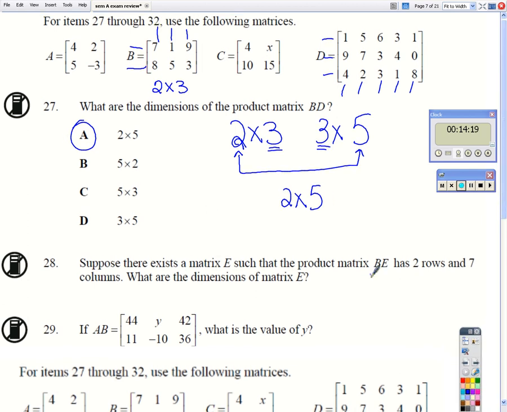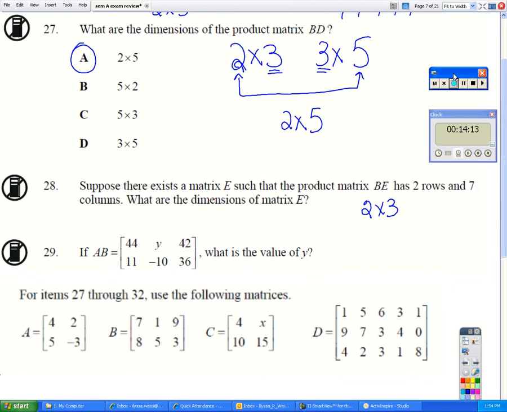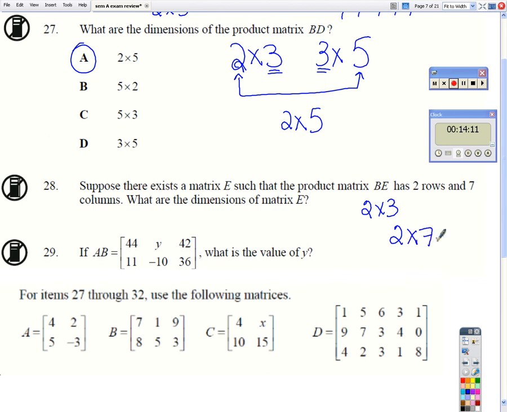So again, B here is a 2 by 3, and we want to get a matrix of 2 by 7. So I need to match my inner dimensions, and because there's a 7 here, that's going to be the dimension of the outside, so matrix E has to be a 3 by 7.